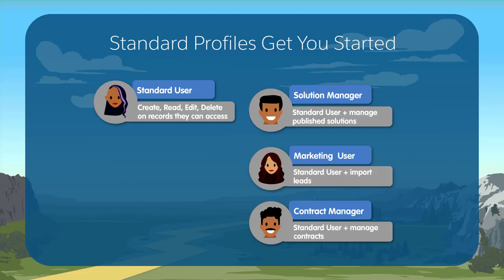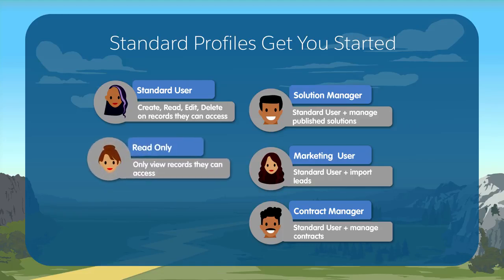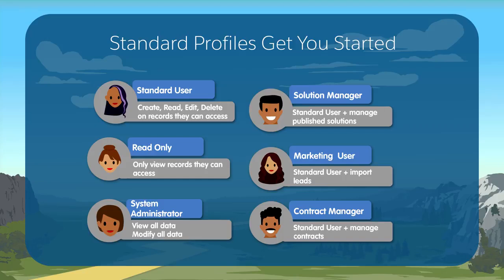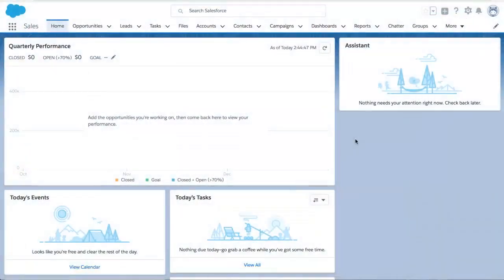There are 2 other special profiles: the read-only profile, which grants access to the same objects as the standard user profile, but limits permissions to read only, and the System Administrator profile. The System Administrator profile has 2 superpowers: view all data and modify all data. These permissions override all sharing rules and settings, so be careful when granting these permissions to any other profiles besides the System Administrator. Let's go into our practice organization for AW Computing to see how this works.